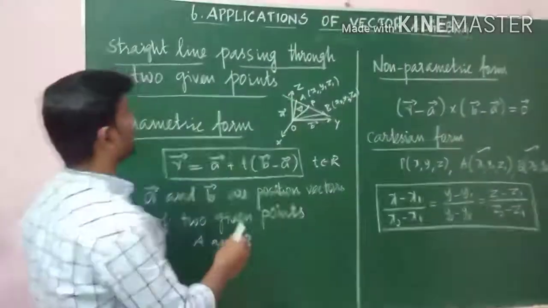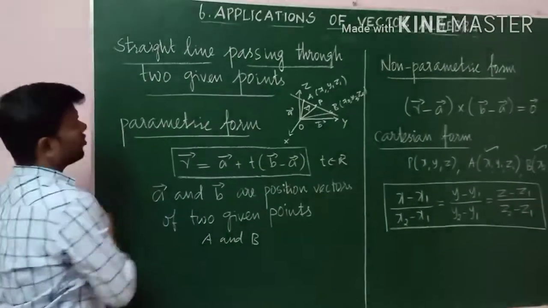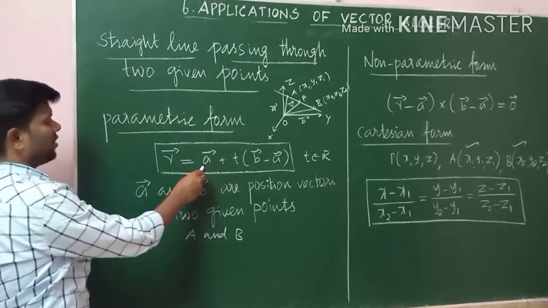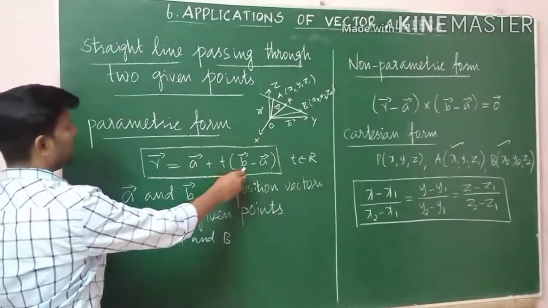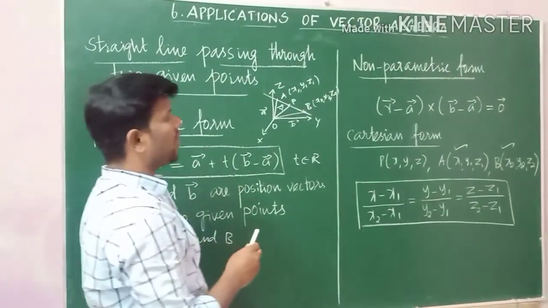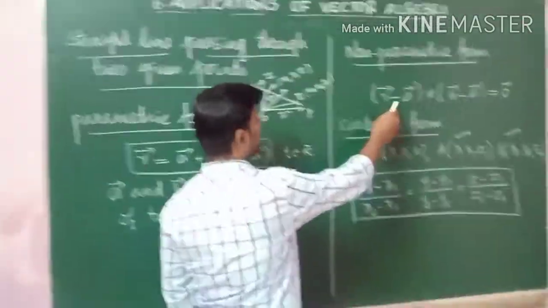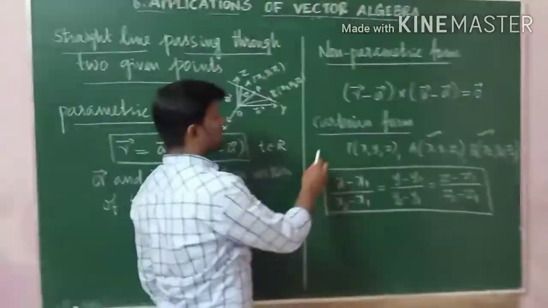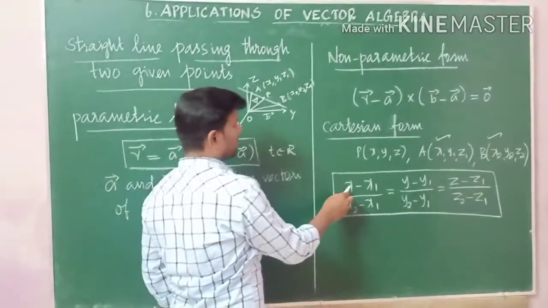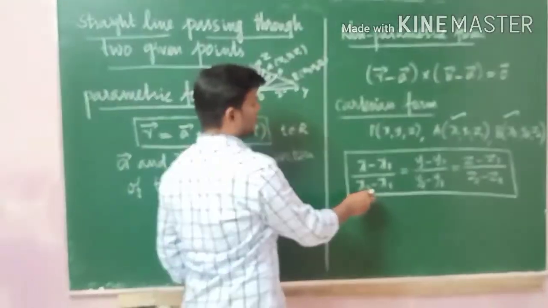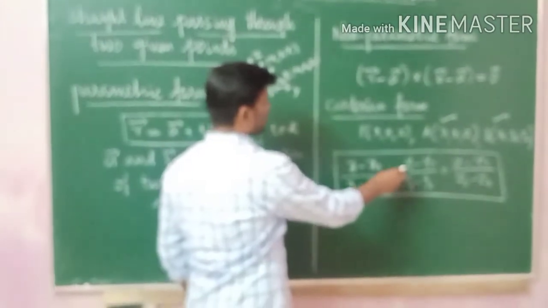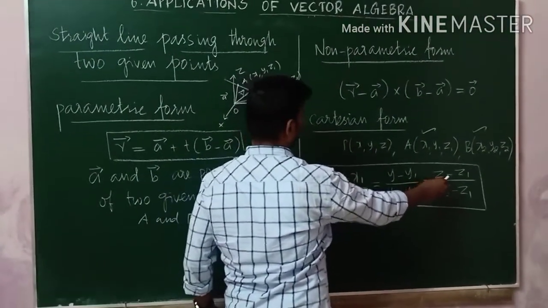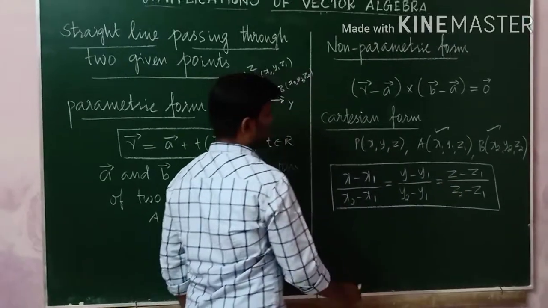Suppose we are given two points that a straight line passes through. Its parametric form is R vector equals A vector plus t times (B vector minus A vector). The non-parametric form is (R vector minus A vector) cross (B vector minus A vector) equals 0. And the Cartesian form is (x minus x1) by (x2 minus x1) equals (y minus y1) by (y2 minus y1) equals (z minus z1) by (z2 minus z1).